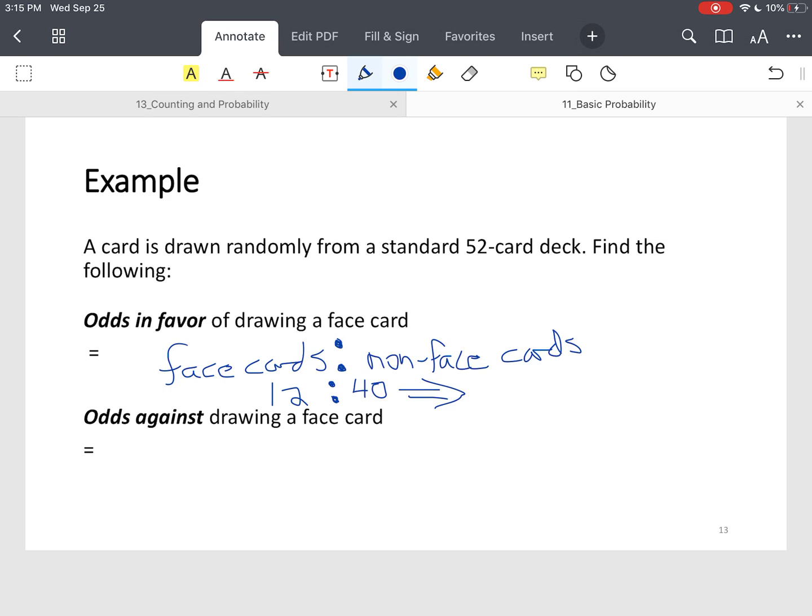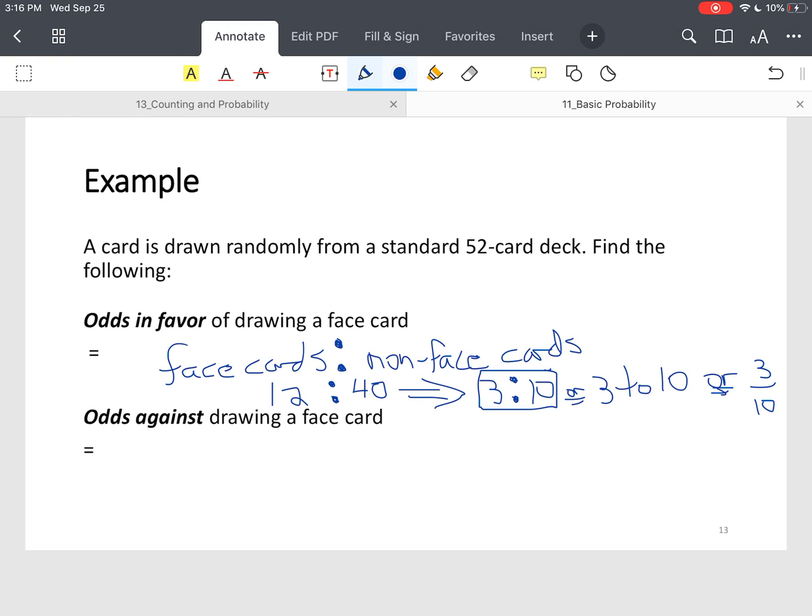But we're going to simplify because odds has to be expressed in simplest terms. So I divide 12 by 4, which is 3. I divide 40 by 4, which is 10. So the odds of drawing a face card in a standard deck of cards is 3 to 10. Okay? So this is your answer, 3 to 10. Now you can write it in words, 3 to 10. That's the exact same. Or you can write it in fractional form, 3 over 10.